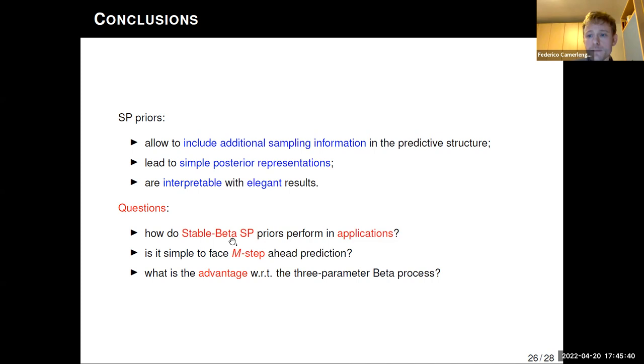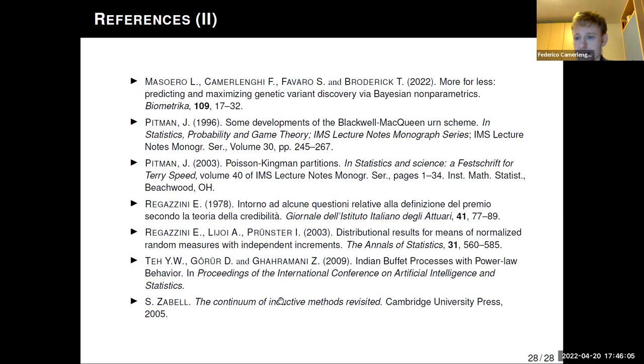Is it useful to use stable beta scale process priors with respect to the three parameter beta process in real applications? These questions will be addressed in the talk by Lorenzo. So I have finished my part of the talk.